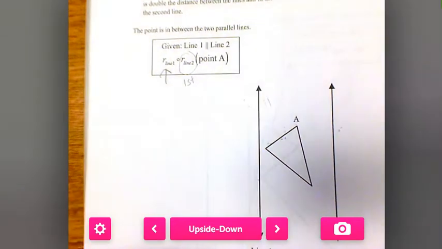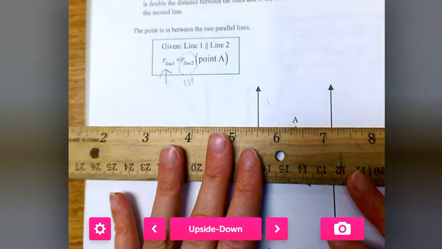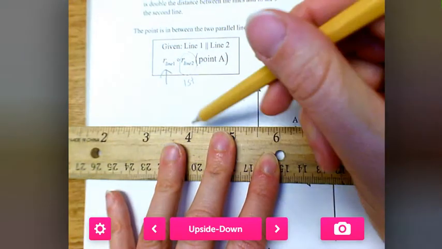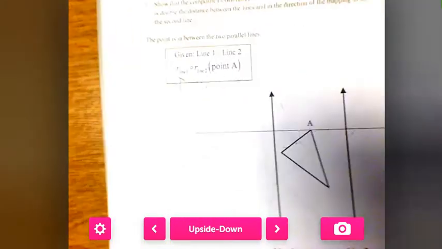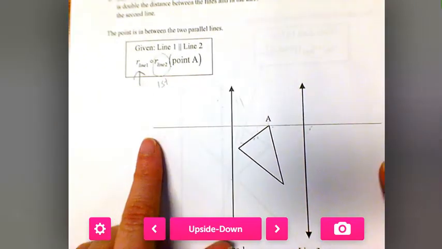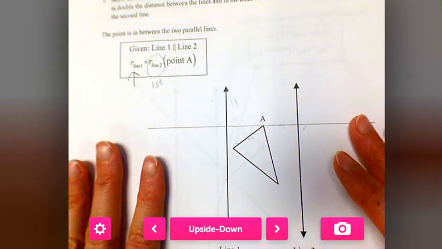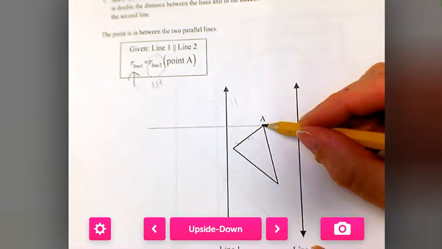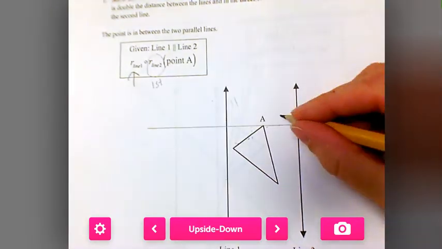First thing I'm going to do is take my ruler and draw a line that goes through point A that is perpendicular to both of those lines. Doesn't really matter how long it is. I like it to be nice and long on either side so I have room to put all of that in. Now I know I'm going to reflect over line 2 first. So let's make the distance between A and line 2. What do we want to make it? X. It's fine.